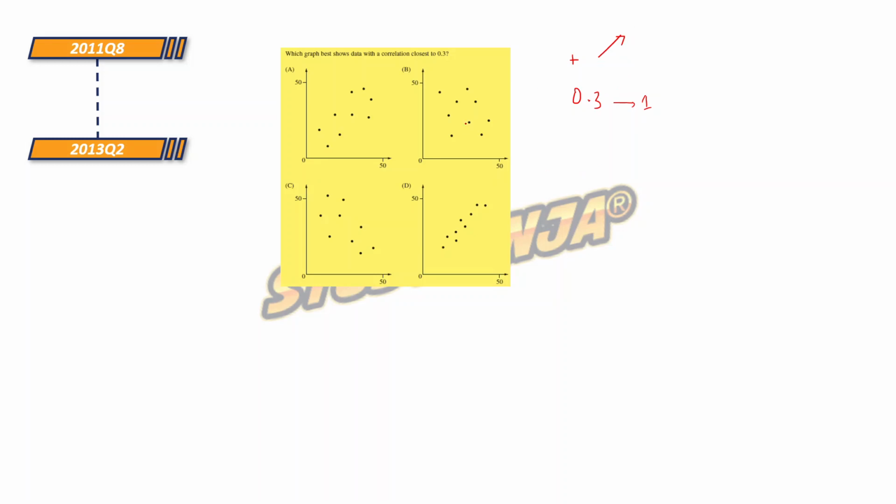So direction is up, right? In this case, direction is up because it's going up. In this case, it's just going down, so it can't be like this. Going down can't be this. So the sign has to already narrow down our options. It can be A or D. D is very closely knitted, so it can't be D because this is 0.3. It has to be a weak relationship, so it has to be option A.